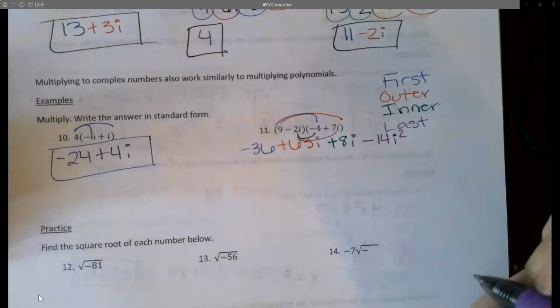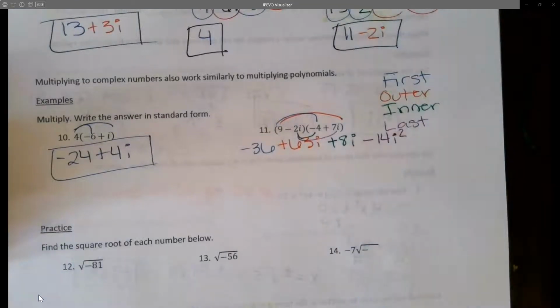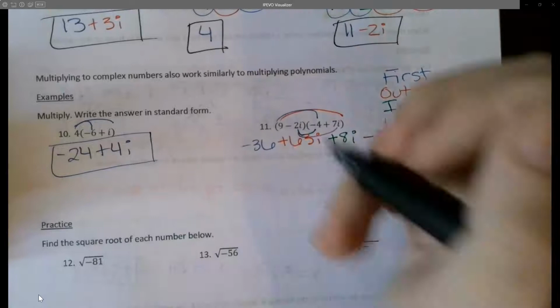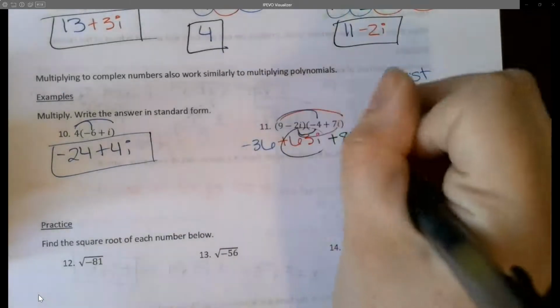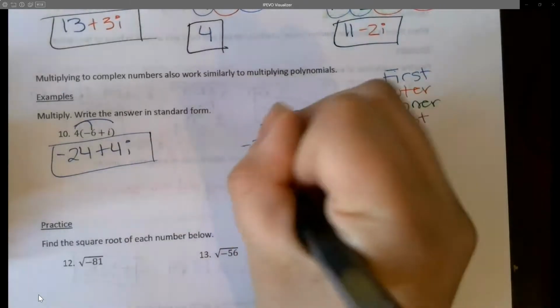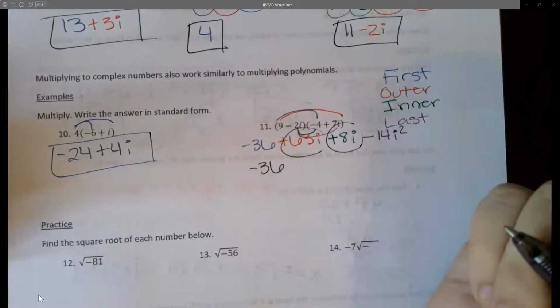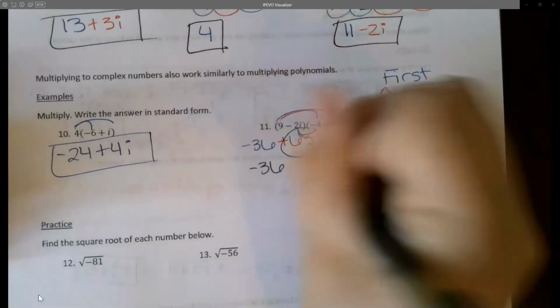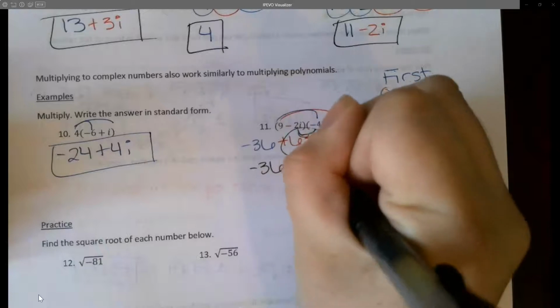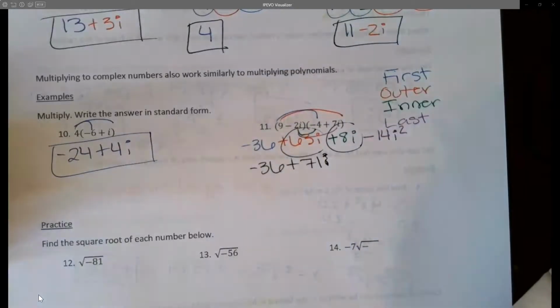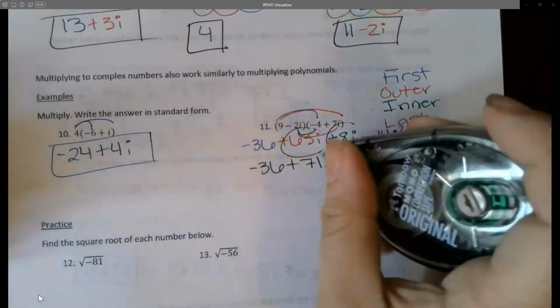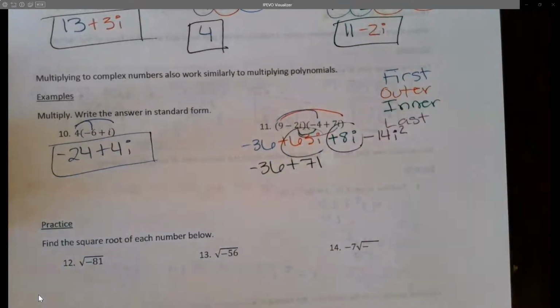So I can go ahead and combine like terms like I normally would. So right now all I have is the 63i and the 8i. Everything else is going to stay where they are. I have negative 36, and then 63 plus 8 is 71. That i looks really weird. I'm going to white it out and fix it.